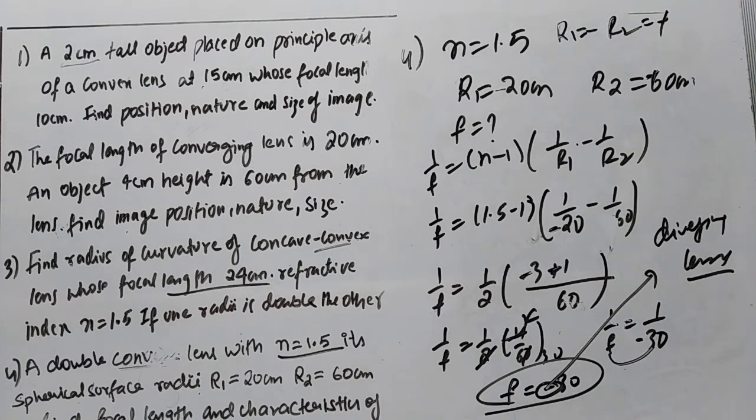And what is the characteristic of the diverging lens? It is thin in the middle, right? It looks somewhat like this. So it is thin in the middle when compared to the edges.